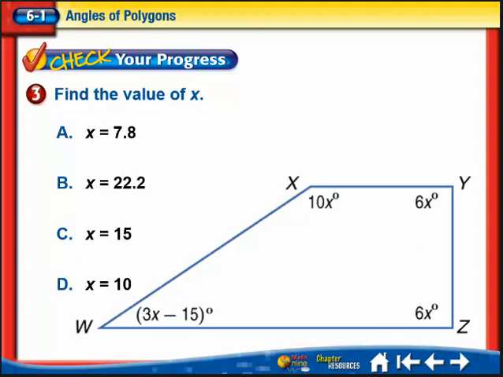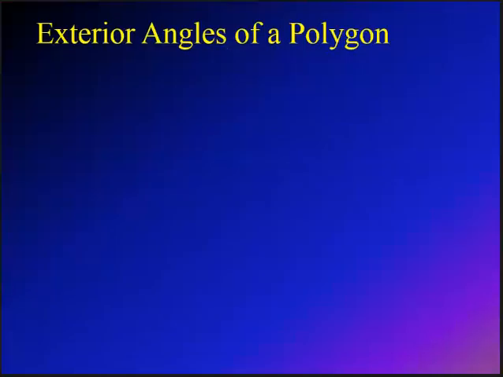Okay, same idea here. I'm not going to take the time to work this out, but your equation should be 6x plus 6x plus 10x plus 3x minus 15 equals what? Equals 360. So see if you can do that one. Pause and work it out. The answer is C.